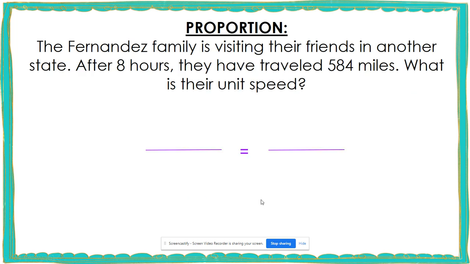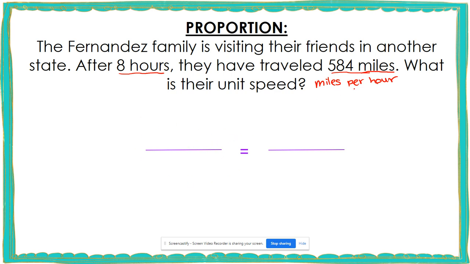Next, the Fernandez family is visiting their friends in another state. After 8 hours, they have traveled 584 miles. What is their unit speed? When I'm being asked for unit speed, if I know that I'm looking at miles, then I'm going to be looking at miles per hour. In this case, I know the family traveled 584 miles in 8 hours. So that would go in my first ratio.